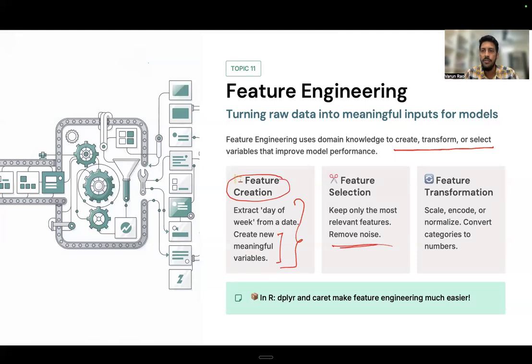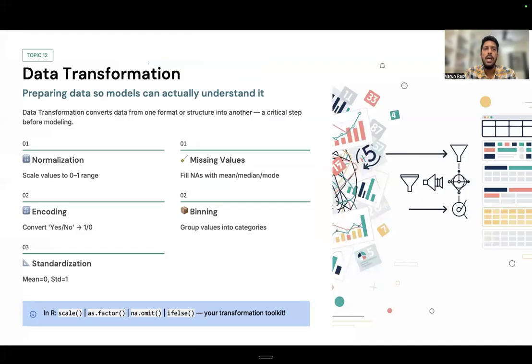Or you would be working on feature transformation. That is, you have scaling, you have normalizing, or you convert the categorical values into numerical values. So all these are a part of your feature engineering.